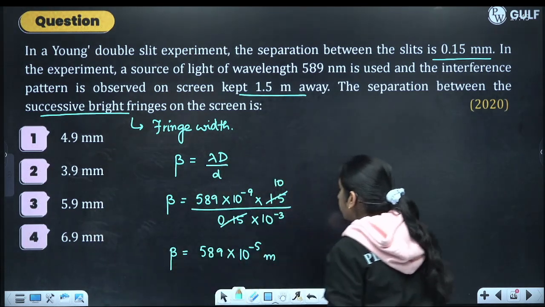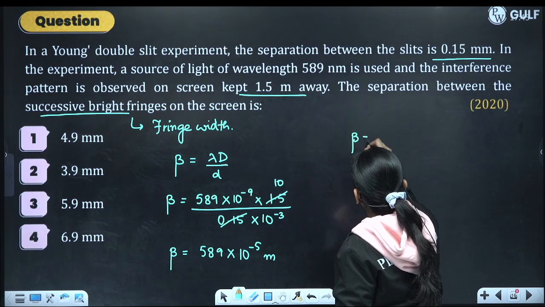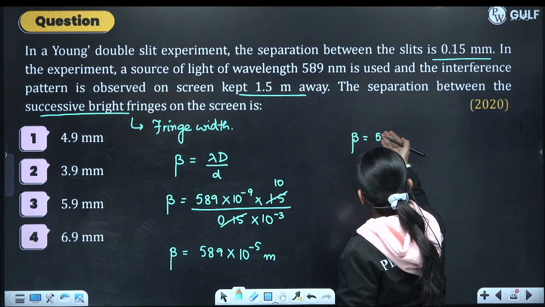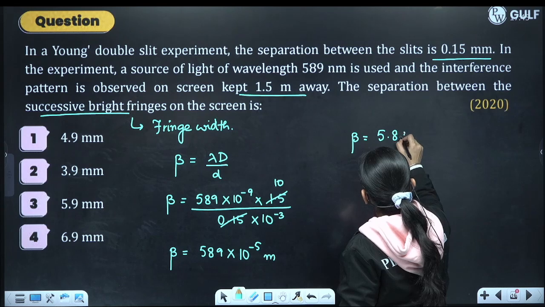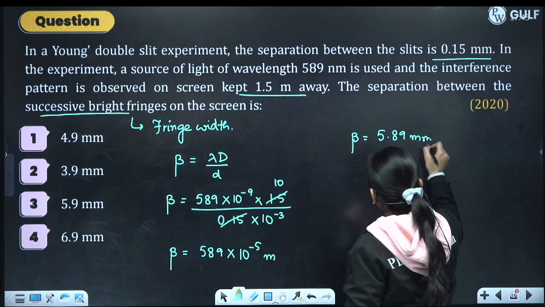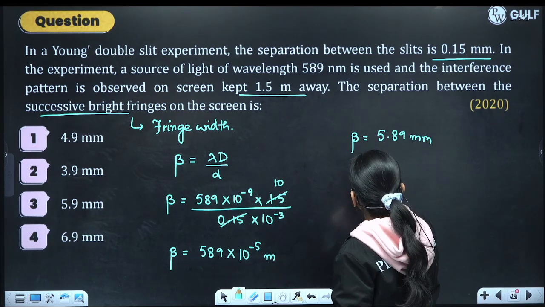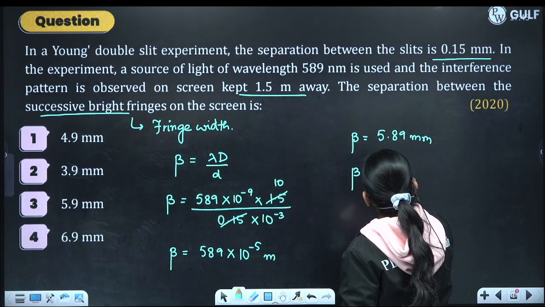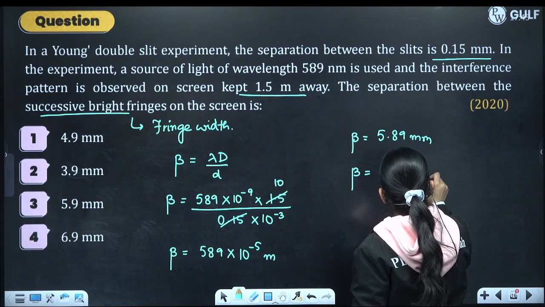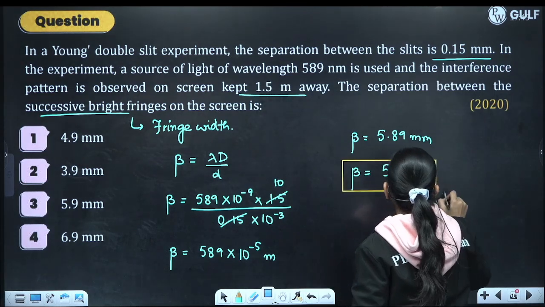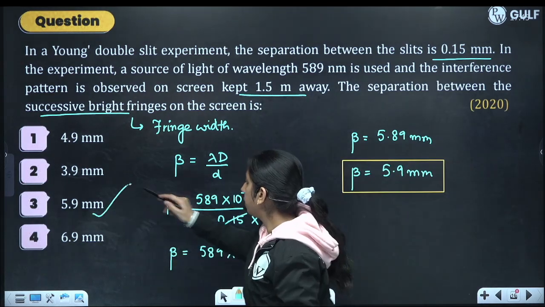We are given the options in millimeters. So beta will be 5.89 millimeters, because it is 5.89 into 10 to the power minus 3 meters, which is approximately 5.9 millimeters. So this will be the answer.